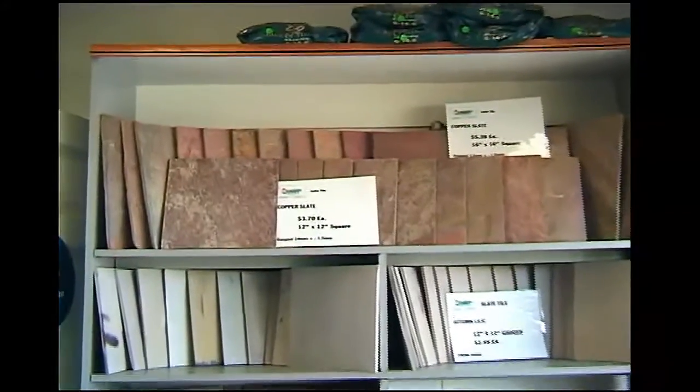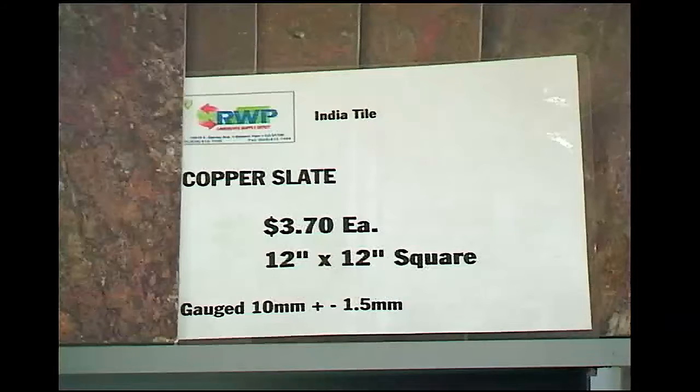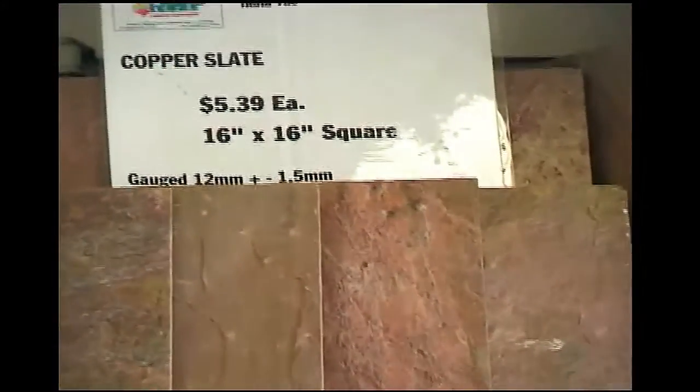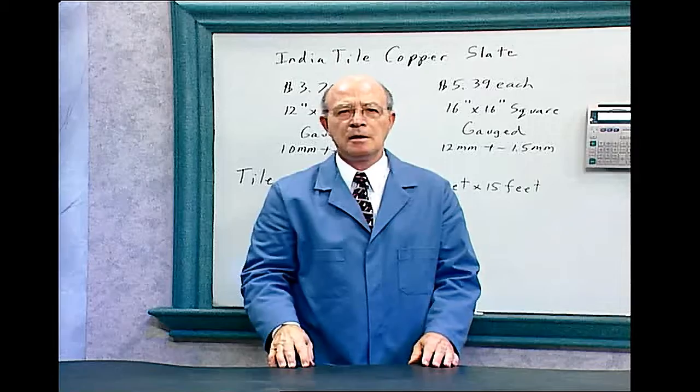This shelf has two sizes of India tile, copper slate. One tile measures 12 inches by 12 inches, and the gauge, or the thickness, is 10 millimeters plus or minus 1.5 millimeters. It costs $3.70 each. The other tile measures 16 inches by 16 inches, and the thickness is 12 millimeters plus or minus 1.5 millimeters. If you want to tile a room measuring 10 feet by 15 feet, what is the difference in cost between the two tiles? Let's do the math.